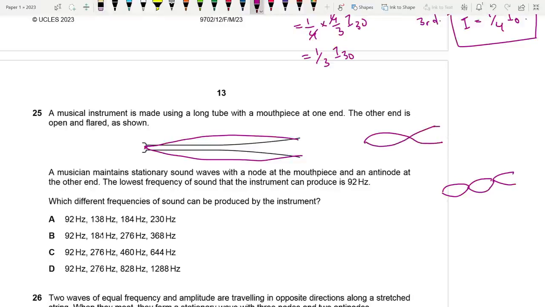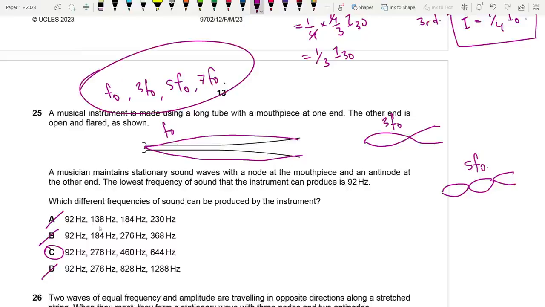Now, which different frequencies of sounds can be produced by the instrument? Guys, this is something that you can memorize if you want. The series is like this: F naught, 3 F naught, 5 F naught, 7 F naught. So if this is F naught, this is going to be 3 F naught, this is going to be 5 F naught. That's just the series for antinode on one end and node on the other. So let's check. 92 times 3 is 276. So clearly we have answers between this. 92 times 5 is 460. So clearly this is excluded. That's why I'm going to go with 25C. See, it matches this series. Then try 7 F naught, 7 into 92, that's 644, easy as that.